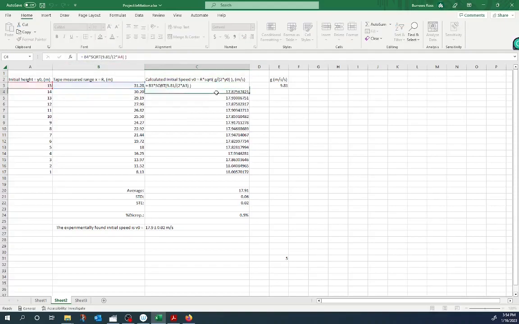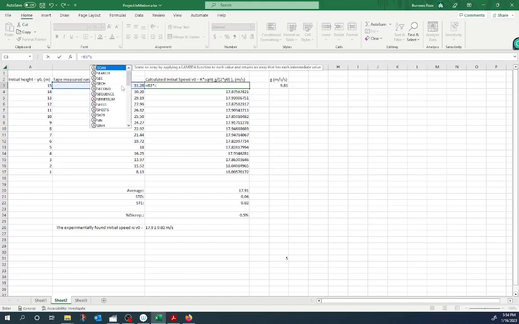Now let's look at how I did it. Right here I entered that formula in. You enter an equal sign to let Excel know you want to calculate a formula. That's what that equal sign does. Let's just redo it. You enter an equal sign, which lets Excel know you want to calculate a formula. Then it's times r, that's the measured range, so I'll click the cell with the measured range in it. That times the square root. Start typing square root, and once you see it, you can double click it. That's how I like to do it.